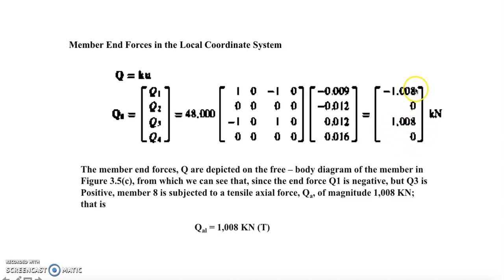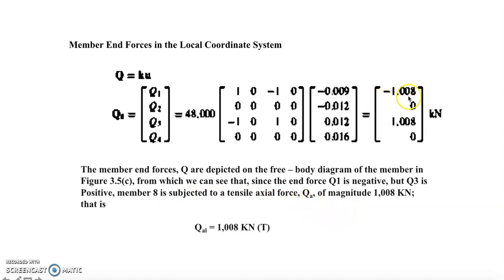Of course, the first and second are located at the beginning of the member, third and fourth at the end of the member. Of course, the unit for this is kilonewton. You have to specify the unit. And the member end forces are depicted on the free body diagram of the member as presented in the figure letter C. So we can identify that the end force for Q1 is negative.